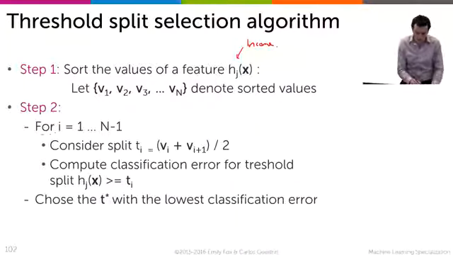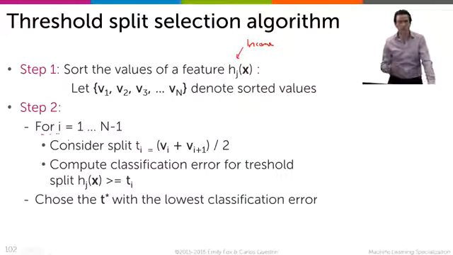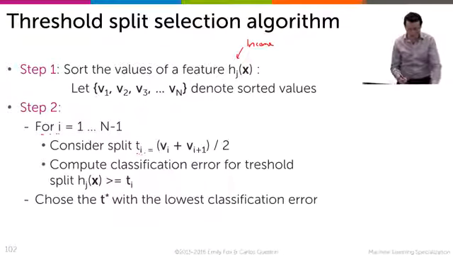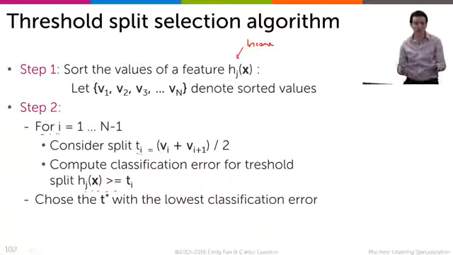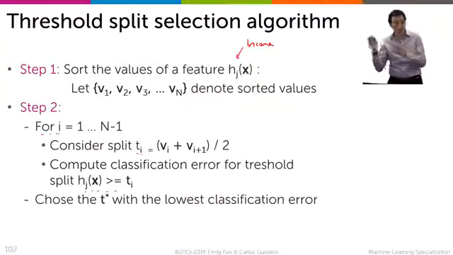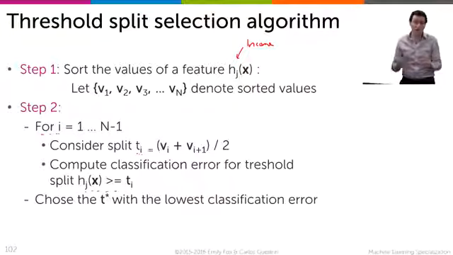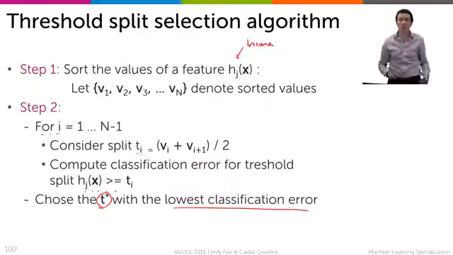So I walk from i equals 1 through n minus 1, and I consider a splitting point Ti, which is the midpoint between Vi and Vi plus 1, and I ask, what is the classification error if I were to build a decision tree, a decision stump in this case, that splits Xj on greater than Ti and less than Ti, so 60,000, greater than 60,000 and lower than 60,000. And then we pick T star to be the split that leads to a decision stump with the lowest classification error. And that's it. Pretty simple algorithm, pretty easy to take from here.